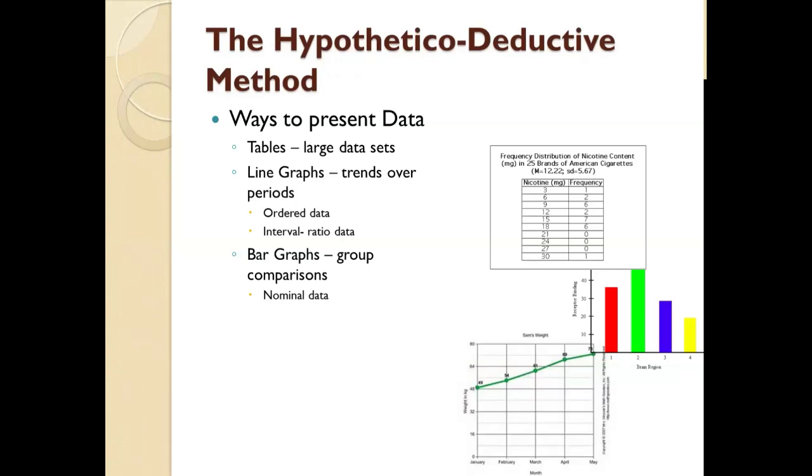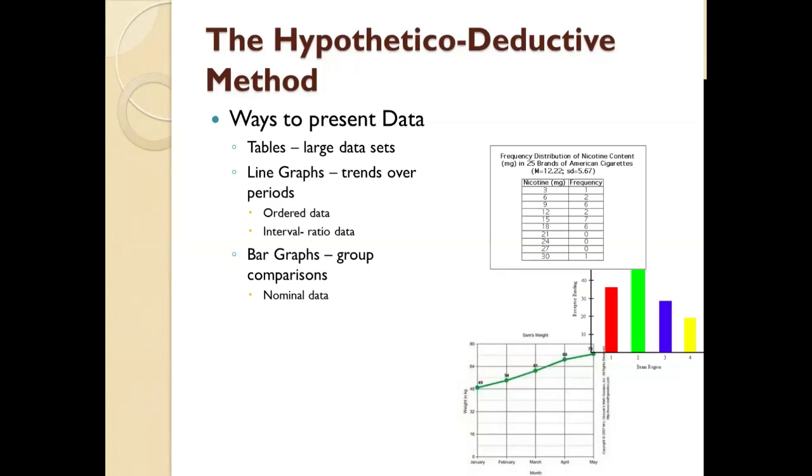Line graphs are typically used for ordered data, ordinal data sets, or interval ratios. But generally, they're used for trends over time, or when you're looking at consecutive data sets. So the example here is Sam, who's new to CrossFit training and is trying to bulk up. We can see that in January, Sam's weight is 48 kilograms. By February, he's packed on about 5 kilograms. By March, it's a little bit higher, 6 kilograms, 7 kilograms.